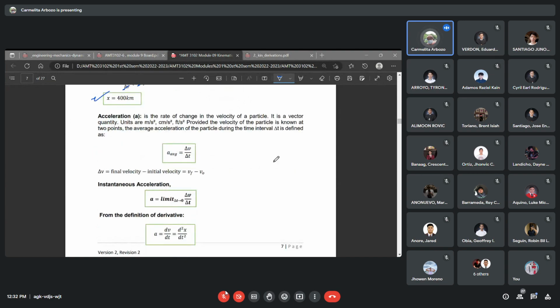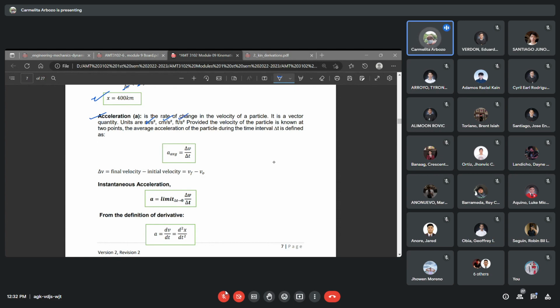Okay, so tapos na tayo sa distance, displacement, average velocity, instantaneous velocity, speed, average speed. So, we'll now go to acceleration. So, yung acceleration is the rate of change in the velocity of a particle. So, it is a vector quantity. So, tandaan nyo, it is a vector quantity. So, kung ano man ang direction ng velocity, yun ang direction ng acceleration. Ang unit ay meter per second squared, kilometer per second squared, and feet per second squared.